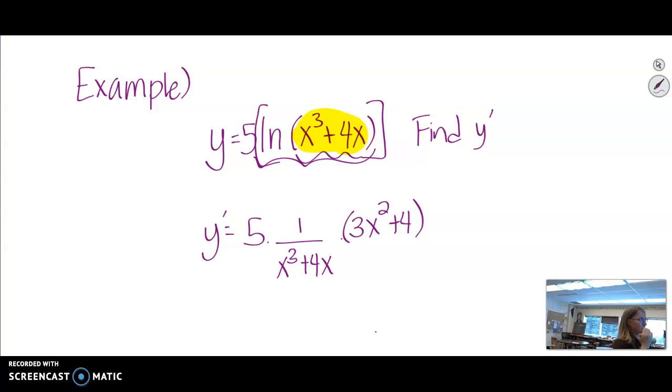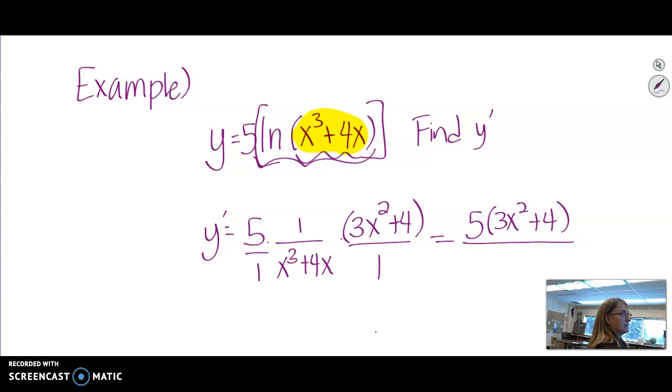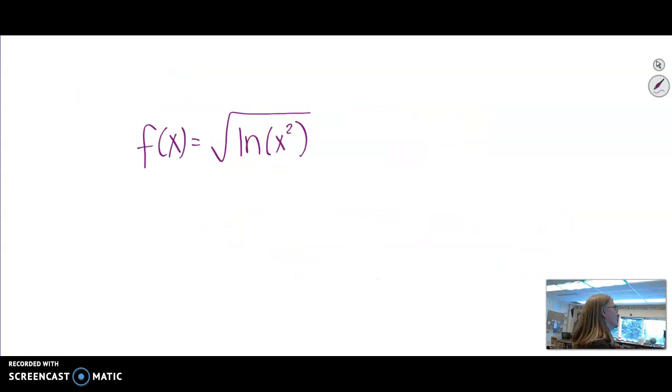And this one I do want to put together here. If I put all of these over 1 and multiply straight across, I'm going to get 5 times 3x squared plus 4, which you can distribute the 5 if you so desire, over x cubed plus 4x. So there's your derivative. All right, let's try one more. I want you to pause the video and do this one on your own, and then come back and watch the solution. What we're doing here is we're going to find the derivative.